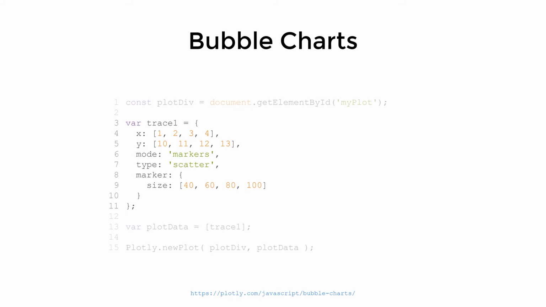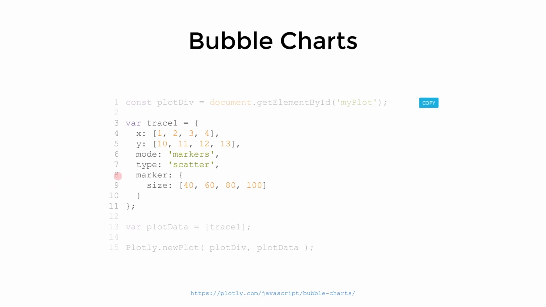The bubble chart is just a scatter chart where we can set individual sizes for the markers that are represented on that scatter chart. So our setup for the data is exactly the same as it would be for a regular scatter chart. We've got our X and Y properties filled with their arrays of each of the individual data points. Then we have the type of scatter with the mode of markers to say that we don't want the lines or the lines and the markers.